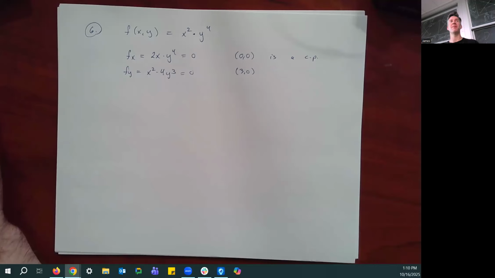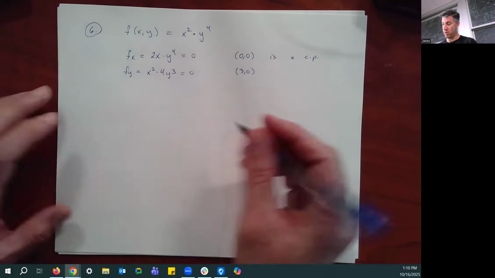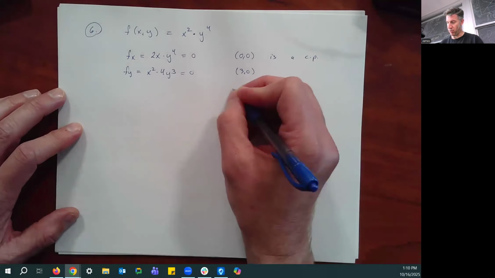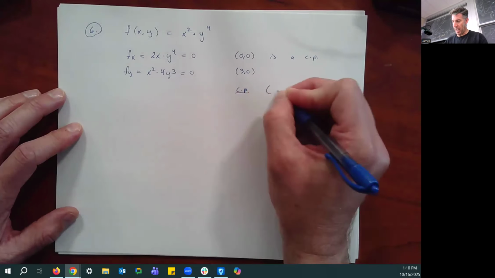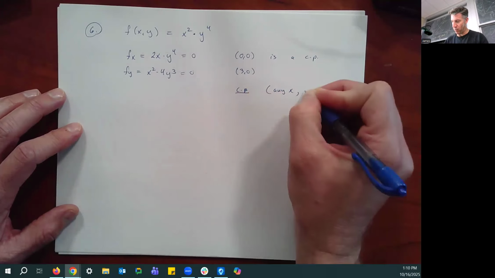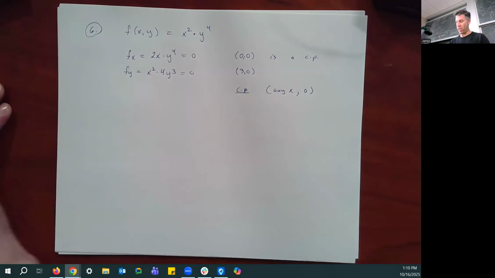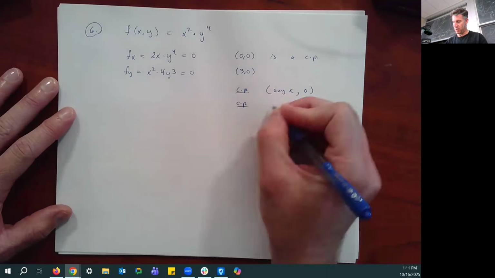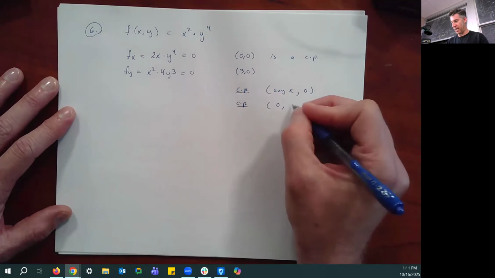It has an infinite number of critical points. Every point on the x-axis and every point on the y-axis is a critical point. It's a point that makes both of those derivatives equal to 0. Right? You could pick a critical point that's any x value and y is 0, or you could have a critical point that is 0 for x and any y value.